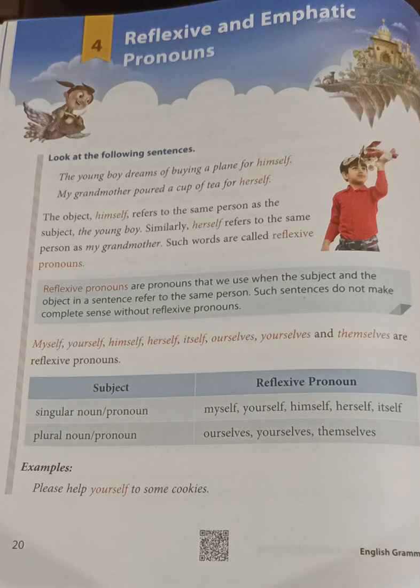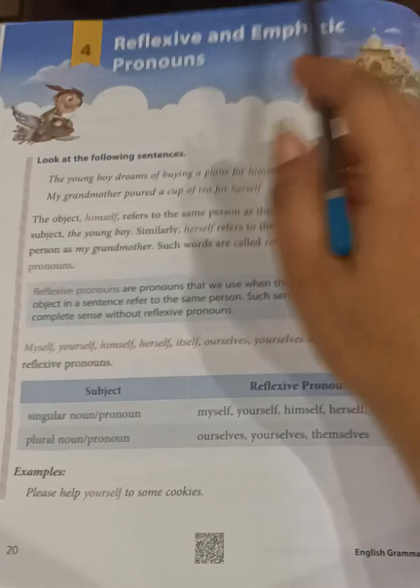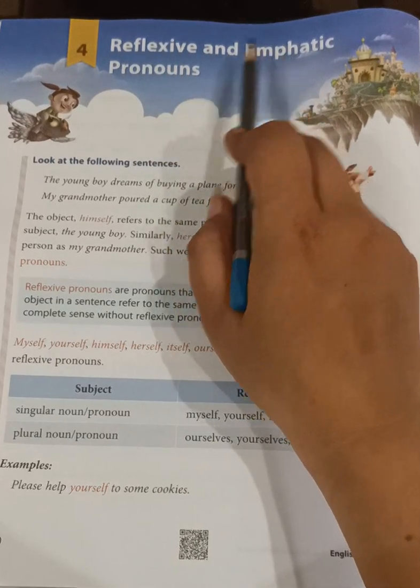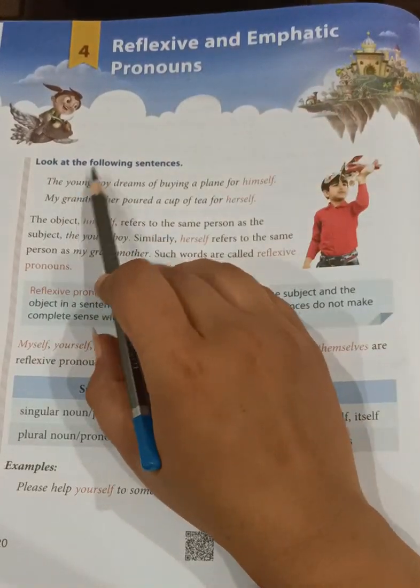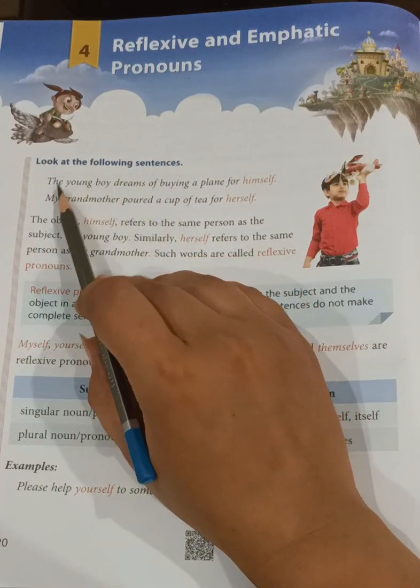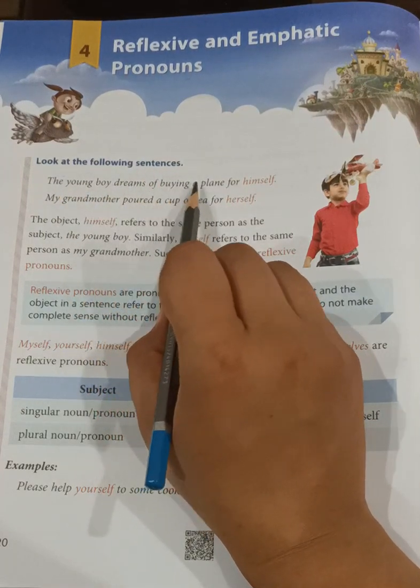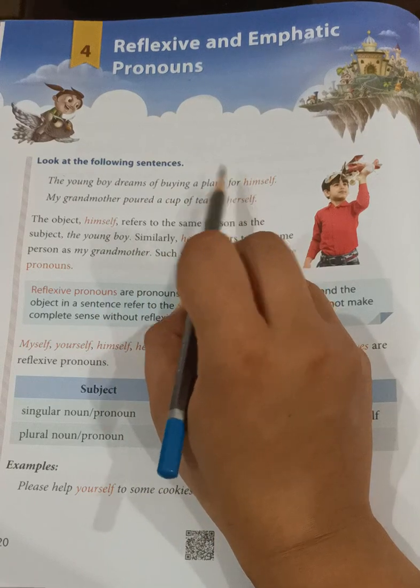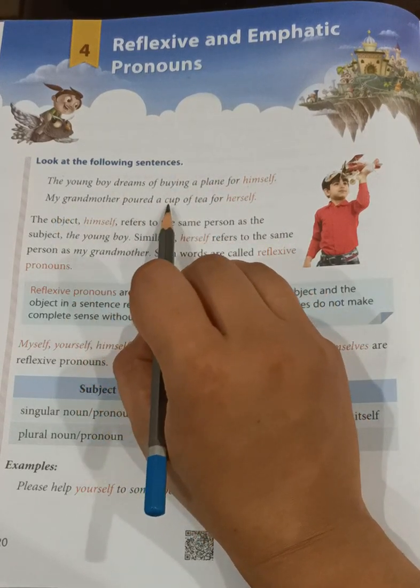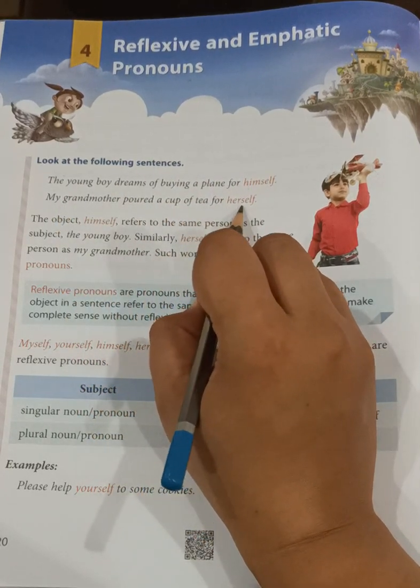Hello students, today we are going to start lesson number 4, that is reflexive and emphatic pronouns. Look at the following sentences. The young boy dreams of buying a plane for himself. My grandmother poured a cup of tea for herself.